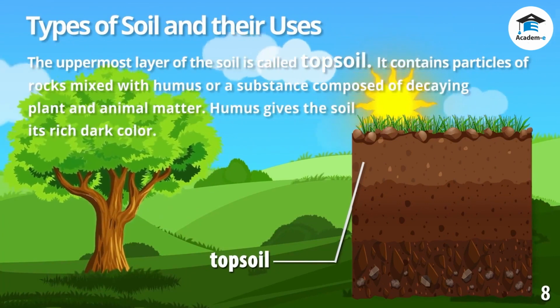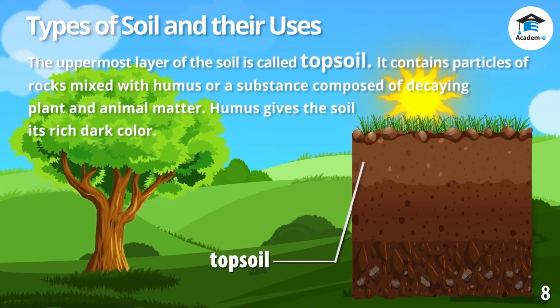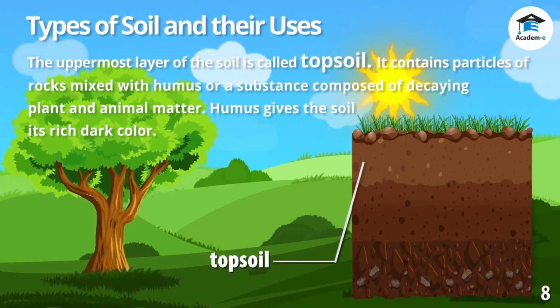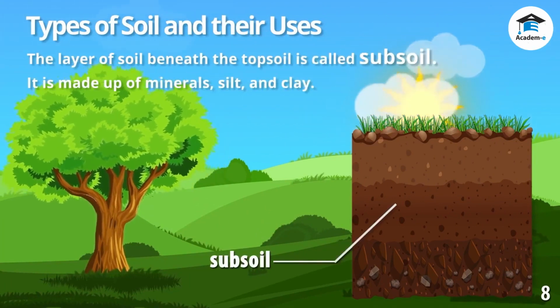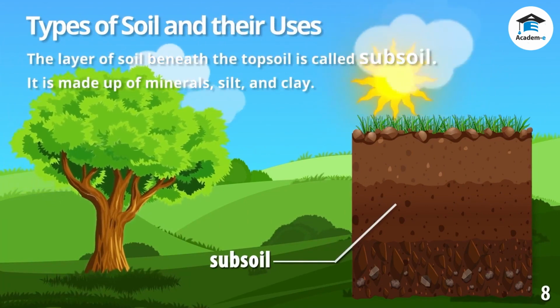Humus gives the soil its rich dark color. It is the major source of plant nutrients. It acts like a sponge and helps the soil to hold water. The layer of soil beneath the topsoil is called subsoil. It is made up of minerals, silt, and clay.